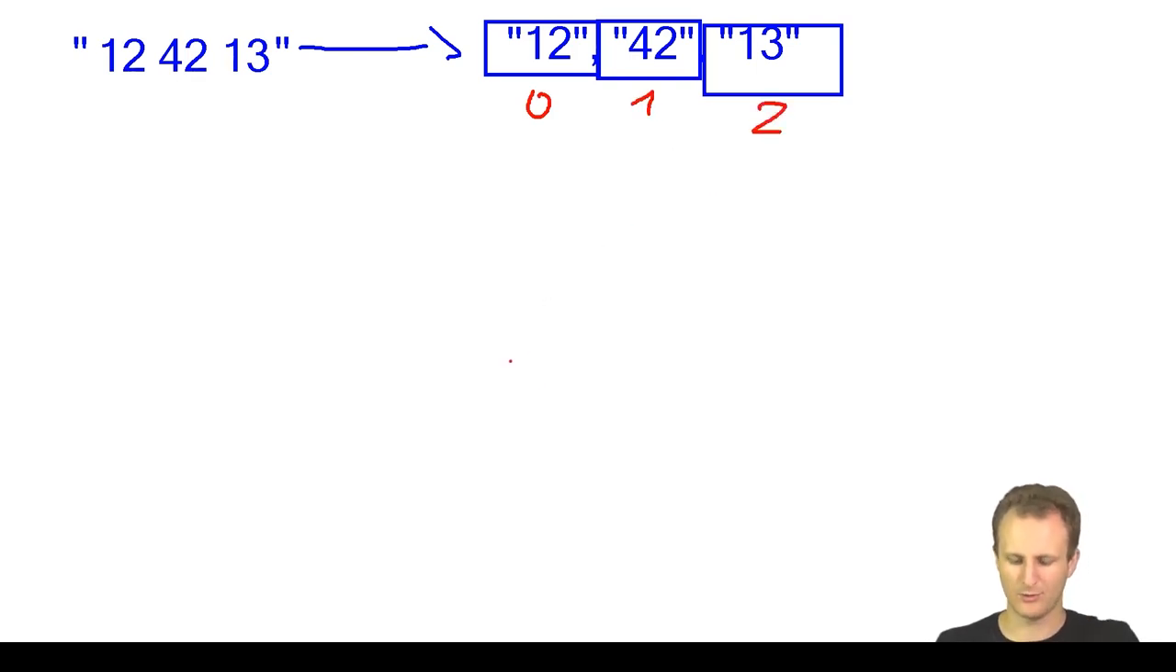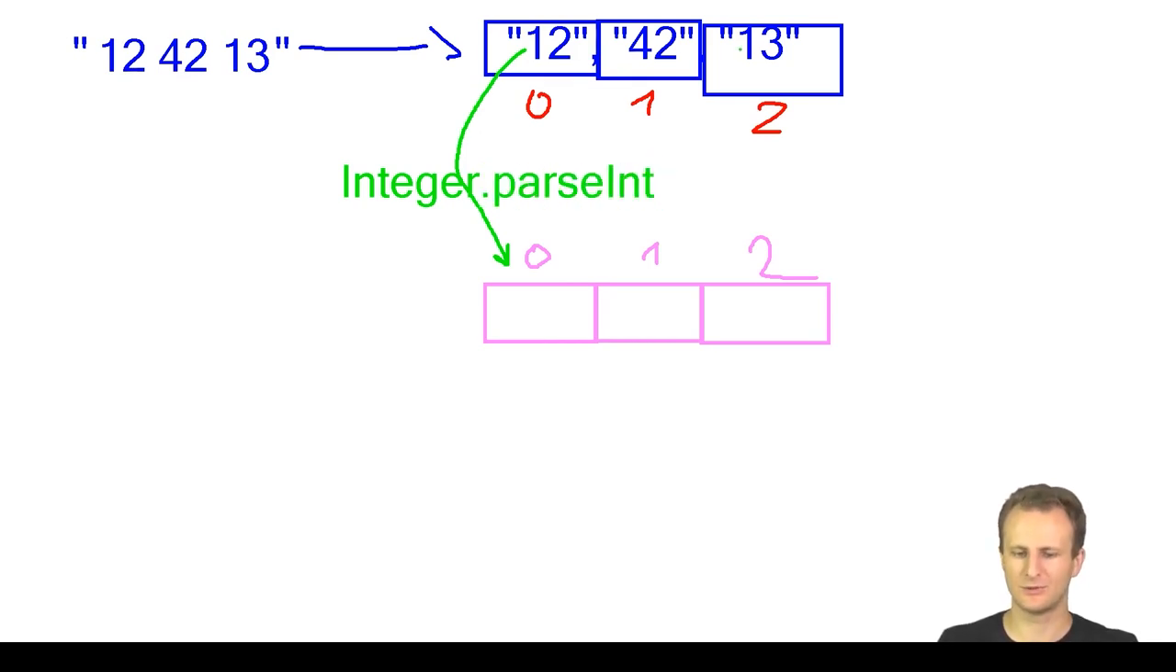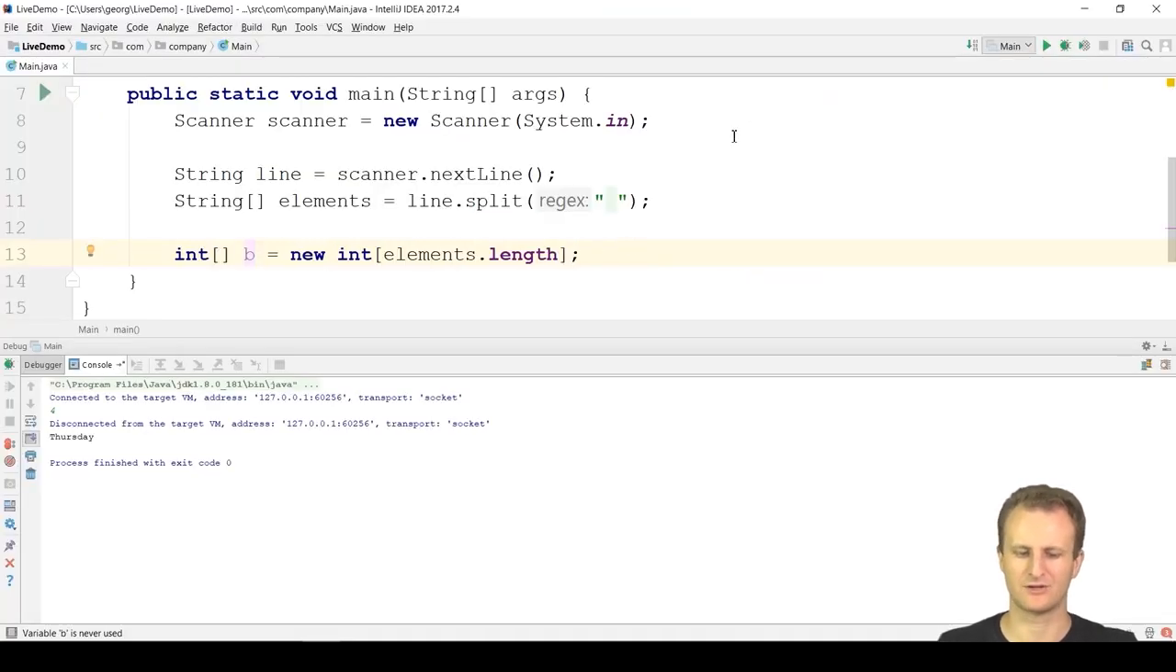So this is the string at index 0, this is the string at index 1, and this is the string at index 2. And now we want to have an array with 1, 2, 3 elements, which also have index 0, index 1, and index 2. And what do we need to do? Well, we just need to get the string from index 0 of the strings and then convert it into an integer. How do we convert it into an integer? We use the Integer.parseInt method, right? So we do that for index 0. So what would we say? Our numbers array at position 0 will become assigned to the value of our elements array.